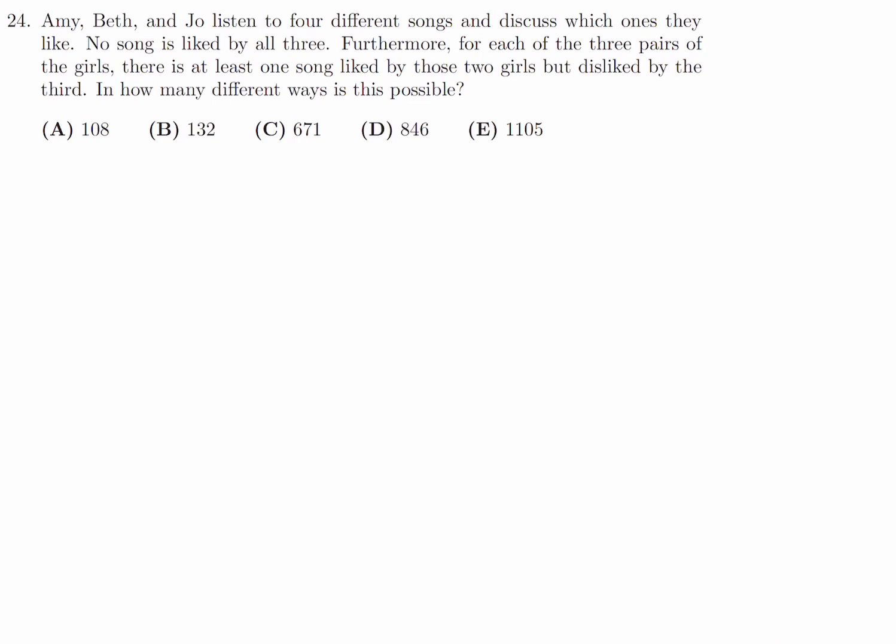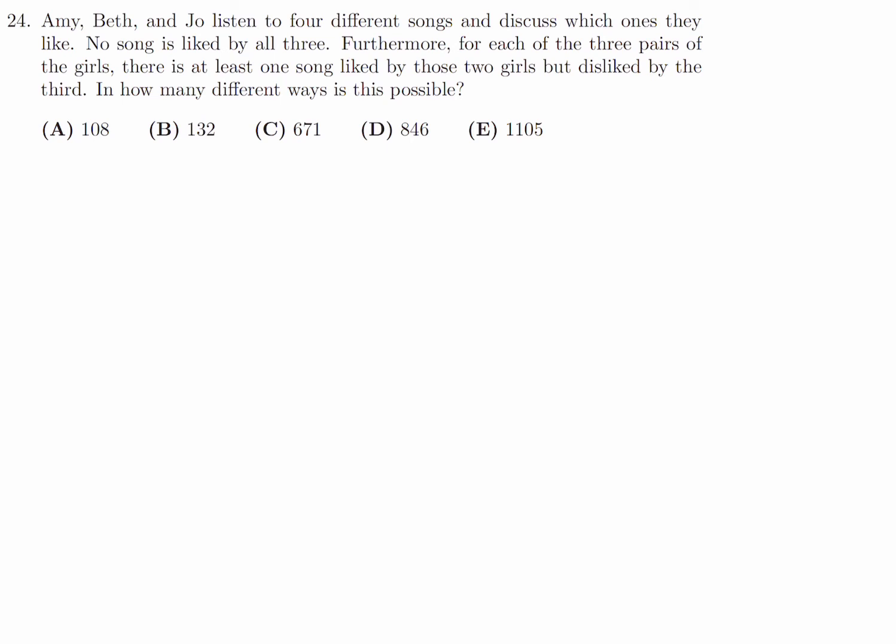Amy, Beth, and Joe listen to 4 different songs and discuss which ones they like. No song is liked by all 3. Furthermore, for each of the 3 pairs of the girls, there is at least one song liked by 2 girls, but disliked by the 3rd. How many different ways is this possible?